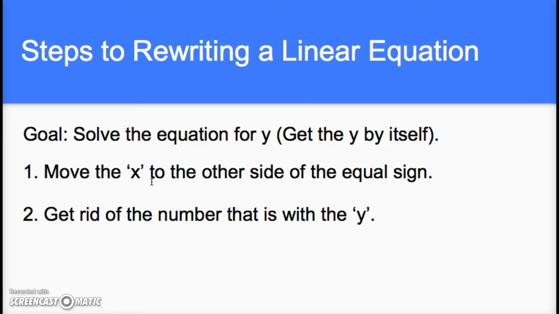And then step number two, the last thing you're going to do is you're going to get rid of the number that's right with the y. Now if your y is already by itself, you're not going to need to do this step. But most of the time you'll have a number right in front of it. For instance, it'll say 5y. You have to get rid of that 5 so that the y is all by itself. So we've talked about these steps. We're just going to jump in and do some examples. That way, hopefully you can get a little more comfortable with it.